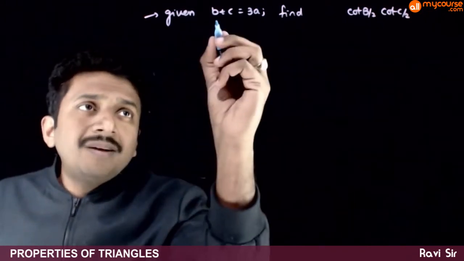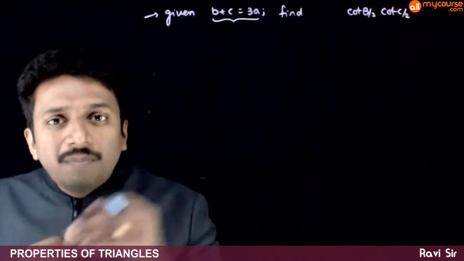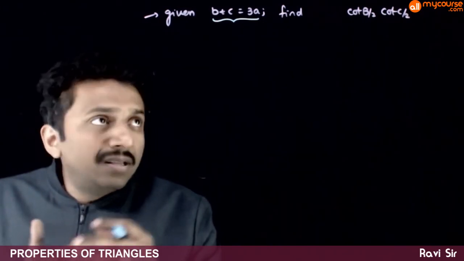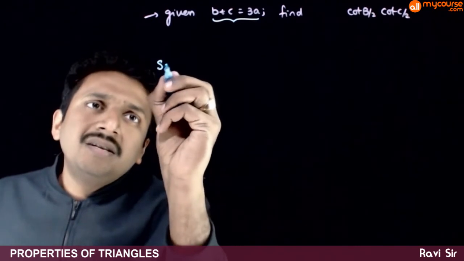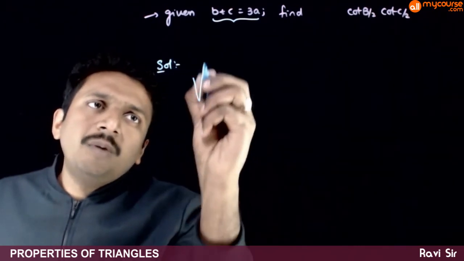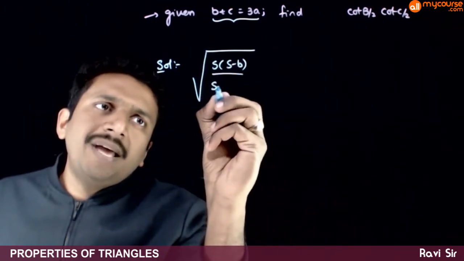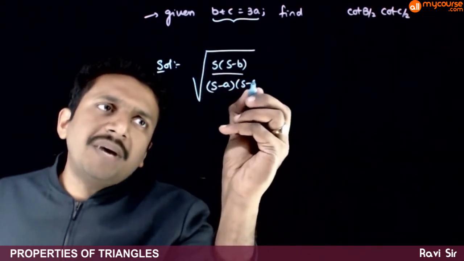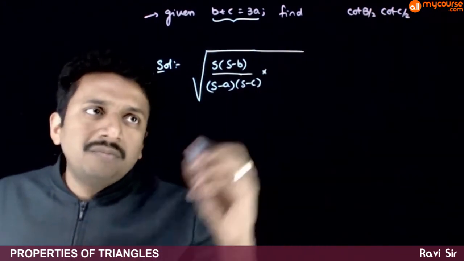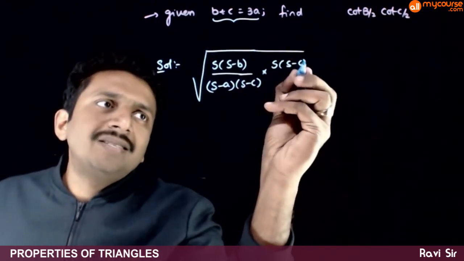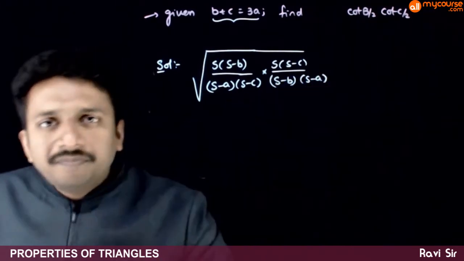In this question you're given that B plus C is equal to 3A. You're asked to find the value of cot B by 2 into cot C by 2. So very straightforward question of half angle formulas. So what is cot B by 2? Cot B by 2 is equal to root of S times S minus B by S minus A into S minus C. And cot of C by 2 is root of S into S minus C by S minus B into S minus A.